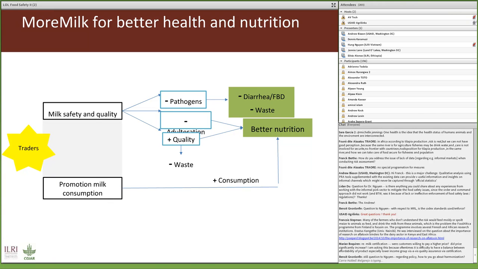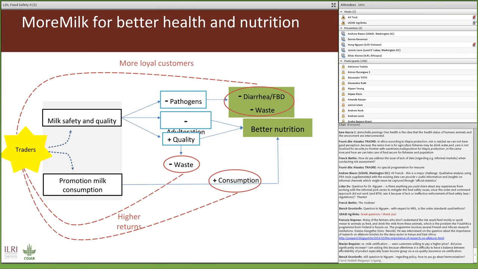So what are the traders gaining out of this? We believe that the increased consumption of milk will result in higher returns for the traders. Also, the milk being of better quality will mean there's less waste. They have to throw away less milk at the end of the day. So again, that will translate into higher returns. And hopefully if customers see that better, more hygienic milk results in fewer health problems at home, that will create more loyal customers. So all of that is an incentive for the traders to put into practice and engage in this training and certification.